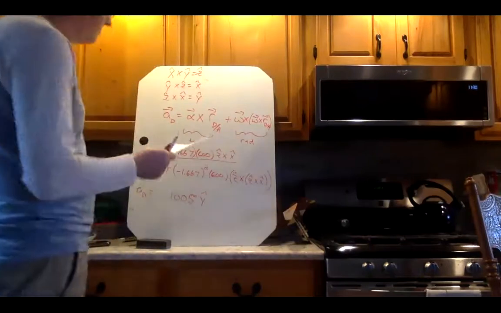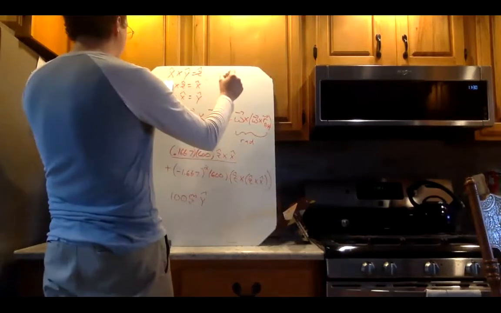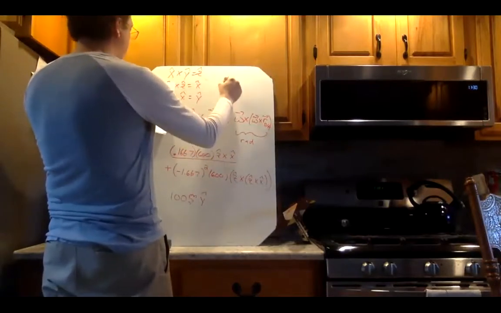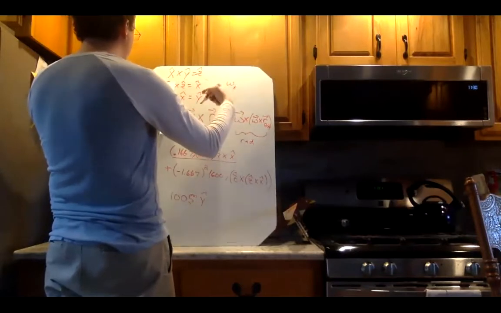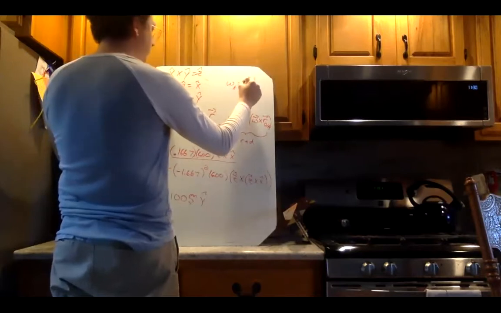Oh crap. The omega I gave you is the wrong number. I gave you the initial angular velocity. Omega A after 8 seconds equals 0.33. I'm sorry.